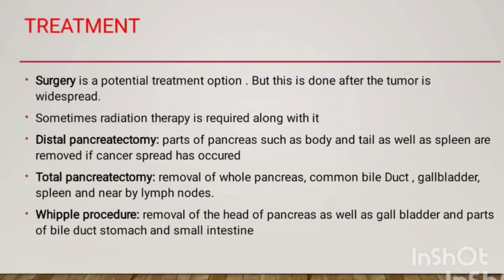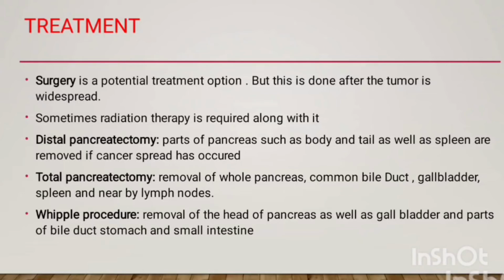If we talk about total pancreatectomy, then we remove the whole pancreas including the common bile duct, gallbladder, spleen and nearby lymph nodes. If we talk about the Whipple procedure, then we remove the head of the pancreas as well as the gallbladder and parts of the bile duct that are present in the stomach and small intestine. So the others are additional treatment options for patients of pancreatic cancer.